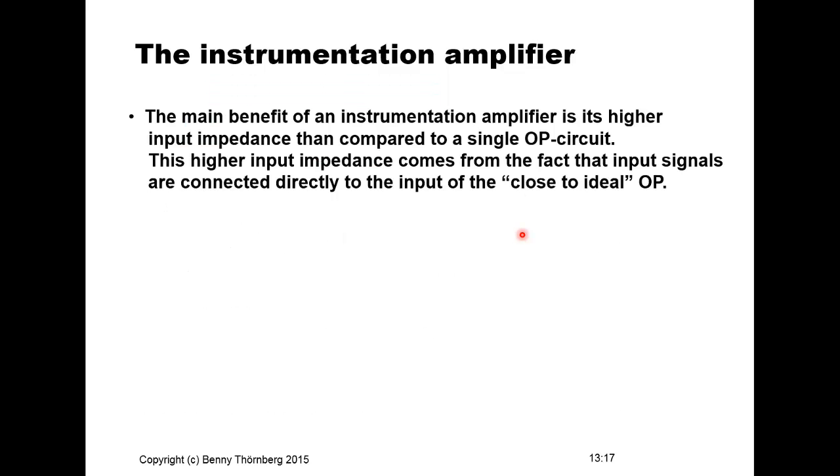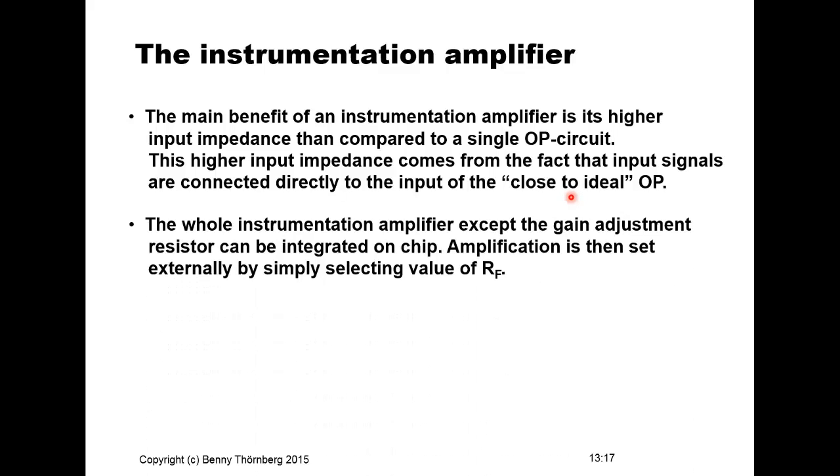Now, the main benefit of an instrumentation amplifier is its higher input impedance compared with a single operational amplifier circuit. This higher input impedance comes from the fact that the input signals are connected directly to the inputs of the close to ideal operational amplifiers, the 2 operational amplifiers that make up the trans-impedance amplifiers on the input of the instrumentation amplifier. The whole instrumentation amplifier, except the gain adjustment resistor, can be integrated on a single chip, and the amplification is then set externally by simply selecting a value for RF.